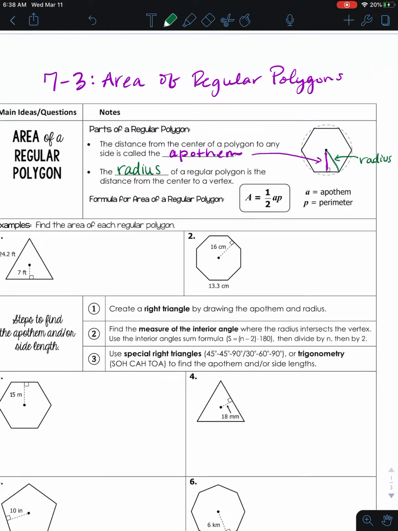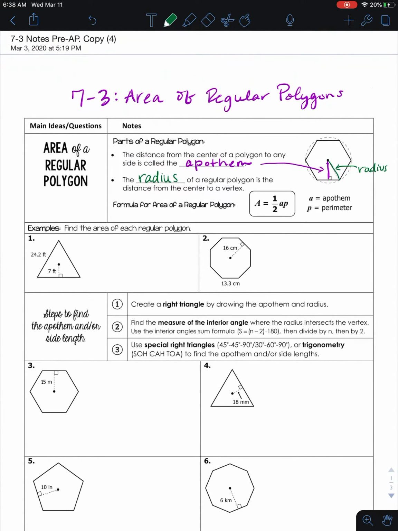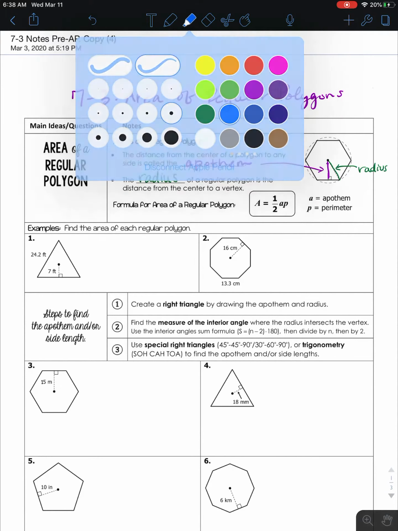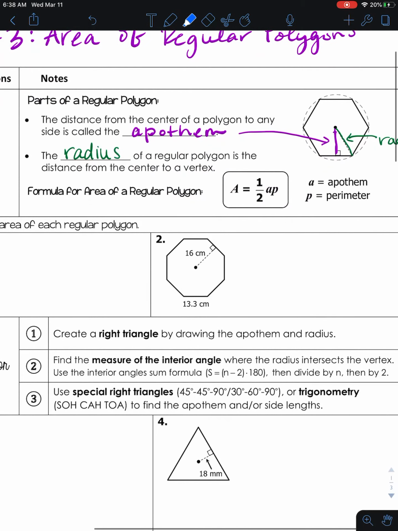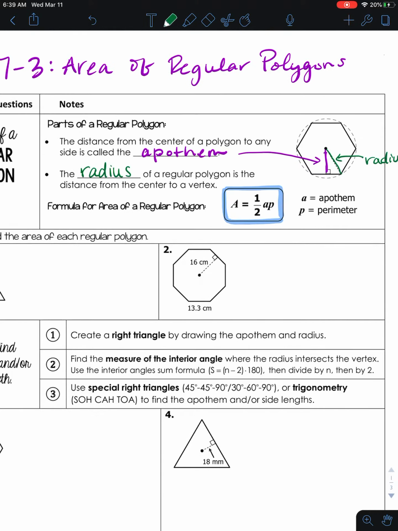Okay? And so to calculate the area of a regular polygon, we use this beautiful formula. Area is 1/2 AP, where A is the apothem and P is the perimeter of the polygon.